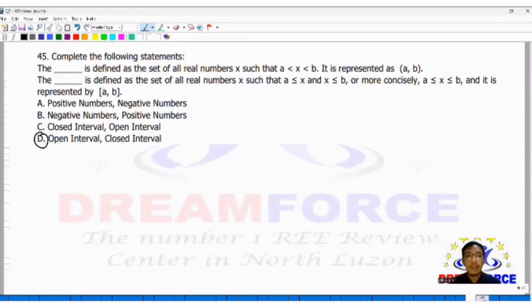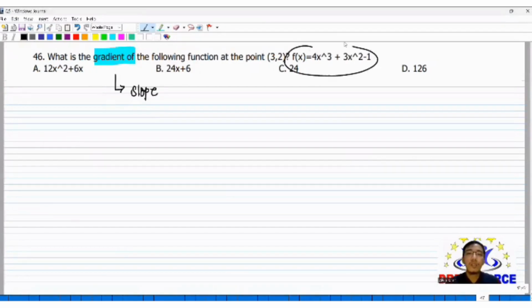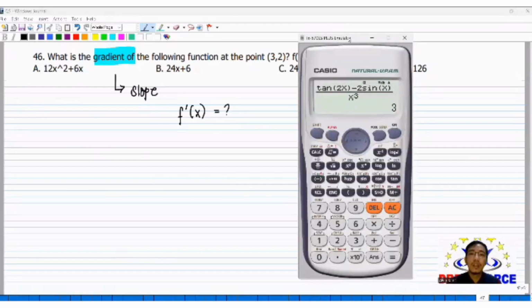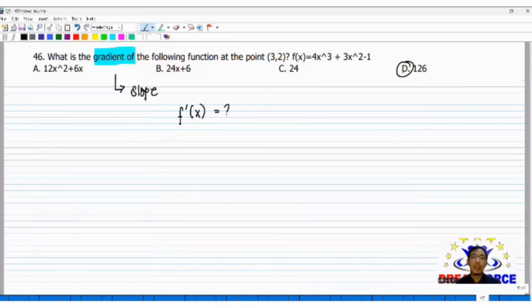Okay, next, 46. The last 5 problems. So what is the gradient of the following function at point 3, 2? Pag sinabi po natin gradient, gradient is the same as slope. So, bale, hanapin lang natin yung slope na to. Hanapin yung f prime of x at this point, 3, 2. So, bale, direct calculator, i-derive lang natin si 4x cubed plus 3x squared minus 1. Ano yung value ng x? Yun siya, 3. So, 126. That's letter C.